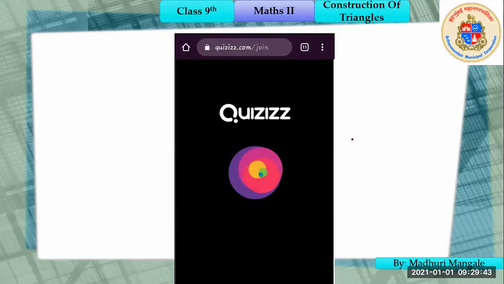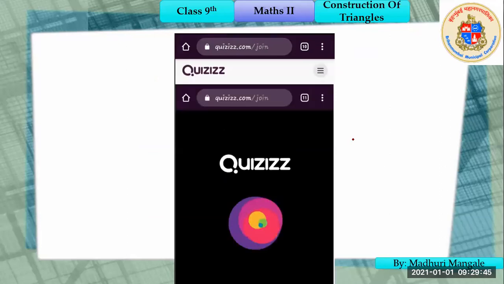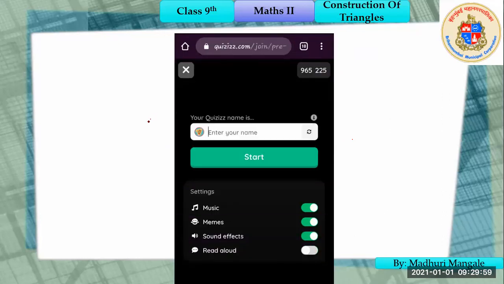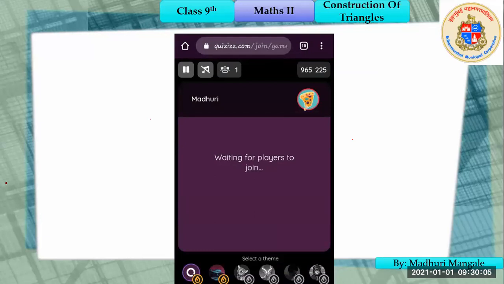Okay, it will load and then it will ask for a code. I will give you that code, and once you enter that code and hit join a game, then it will ask for a name. So enter the code and enter your name and click on start, and you will be here waiting for other participants to join. Okay, so let me share the code. Till then, try to Google in joinmyquiz.com.